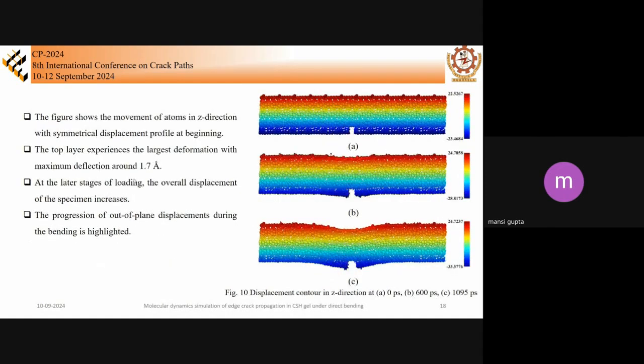The next figure shows the movement of atoms in the Z direction, with symmetrical displacement profiles at the beginning. The top layer experiences the largest deformation, with maximum deflection around 1.7 angstrom. At the later stages of loading, the overall displacement of the specimen increases. The progression of out-of-plane displacements during the bending is highlighted.